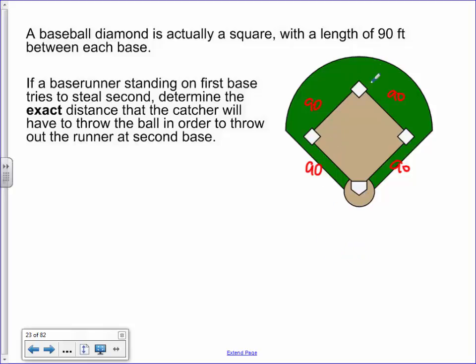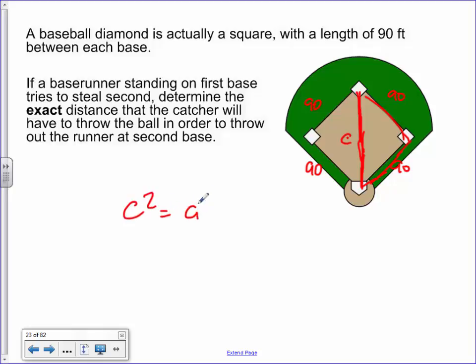But we can make a triangle by doing, say, this. And sometimes this is necessary in solving a question, you might need to take another shape and make it into triangles. So my question is, let's say there's a guy standing on first base and he tries to steal second. How far does the catcher have to throw the ball from home plate directly to second base? But I want to find the exact distance. 90 squared plus 90 squared is going to equal that. Good. You've already figured out this is the hypotenuse of a triangle right here.